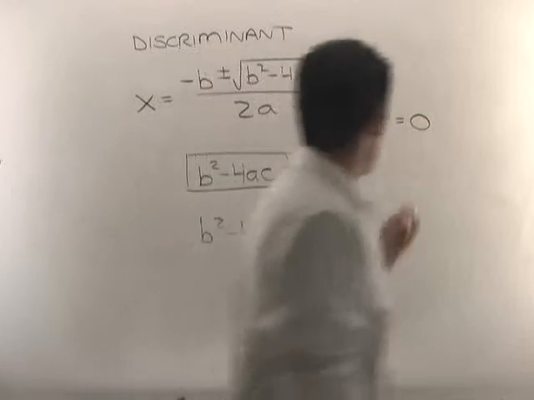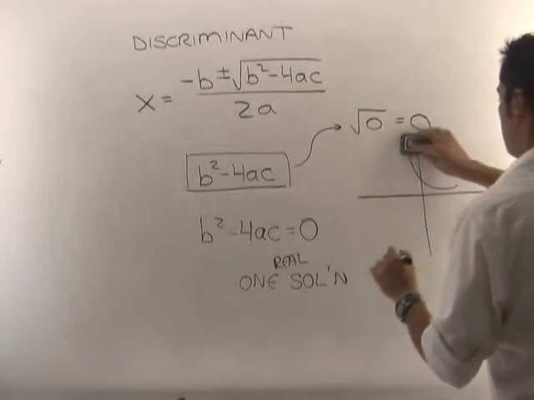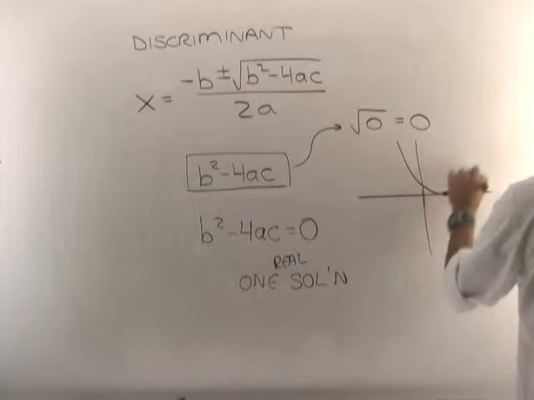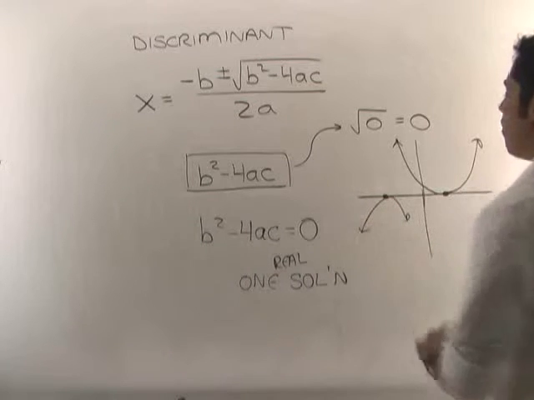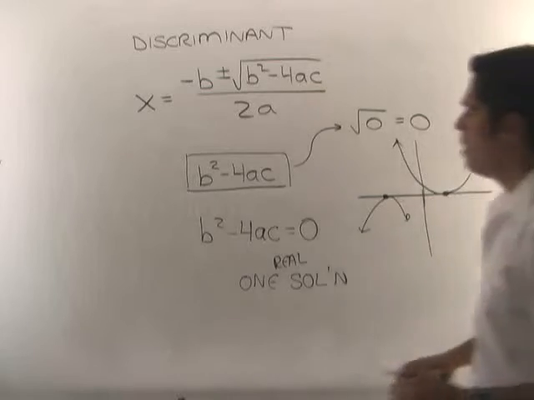And what does this correspond to? Well, if you were to graph the quadratic function, that means that your quadratic function comes down and touches the x-axis at exactly one point. Or it could do something like that. But the point is that there's only one place where your quadratic function touches.